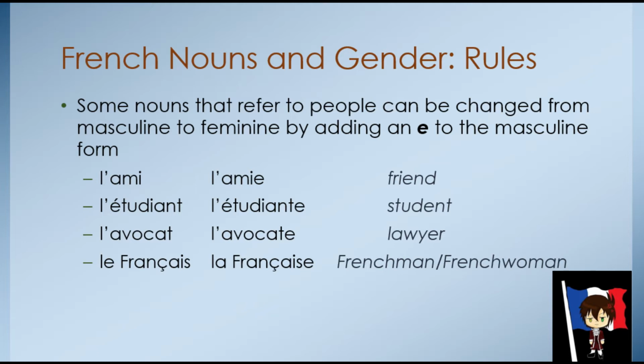Next one, l'étudiant. Okay, that's student. Pag babae, l'étudiante. So, dito, nabibigkas mo na yung letter T pag babae. Pag hindi, pag lalaki, di mo mabibigkas yung letter T. Ulitin ko. For male student, that's l'étudiant. Pag babae, l'étudiante. So, paano naman kung lawyer?